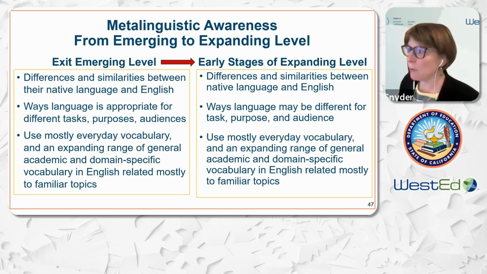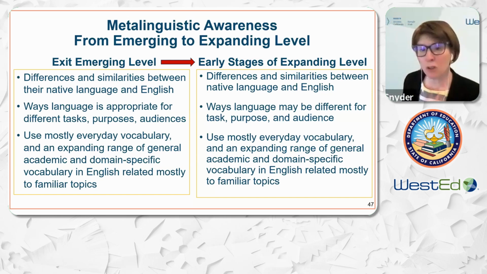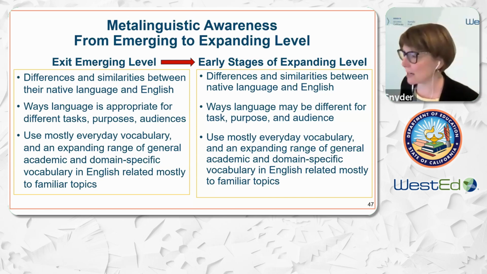So you might give a student an example of task, purpose, and audience, and how the choice of vocabulary and grammar would be appropriate in one situation, but not in another. And then crucially to say why. What's the difference? Thinking about our language, why would you choose that word in that context and not another?